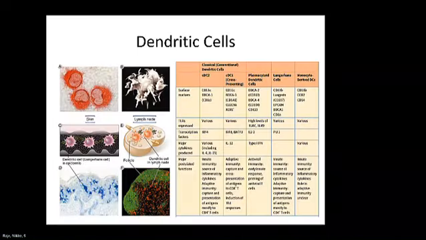Some pictures of dendritic cells. Basically, the table here gives you the differences between different types of dendritic cells. Again, something to remember, there are various types of dendritic cells that have various surface markers. CD11B and CD11C are important to remember. Langerhans cells will have langerin, CD207. They'll have the Birbeck granules.